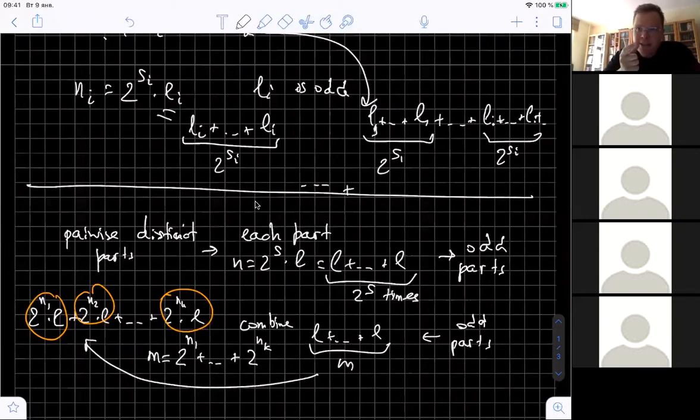So it's a little bit hard to see, but you can prove it without using generating functions. Maybe the proof using generating functions will be simpler than this, or maybe this will be simpler. I don't know.